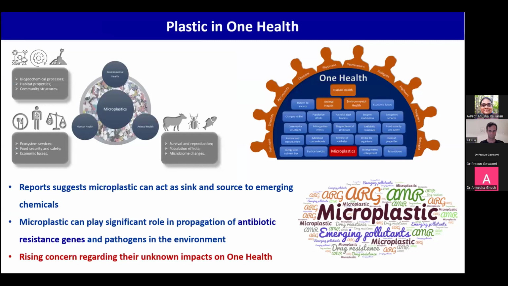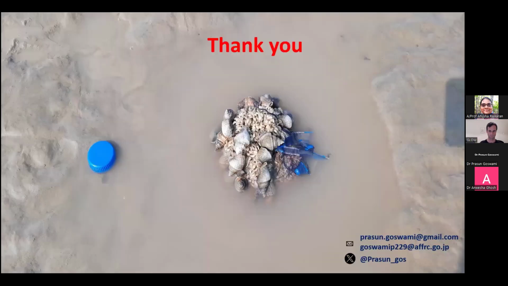So this is plastic playing a major role in the One Health framework, as it has been suggested that plastic can act as both a sink and source of emerging chemicals, and microplastic can play a significant role in propagation of antibiotic-resistant genes and pathogens in the environment, also raising concerns regarding their unknown effects on One Health. So with this, I finish my talk and I'll be happy to answer questions.